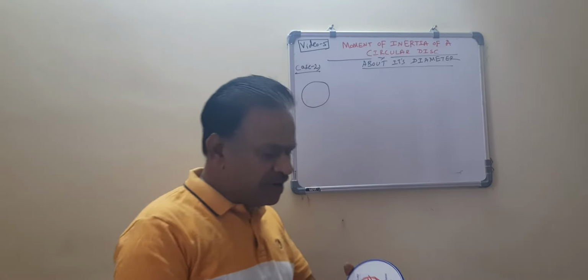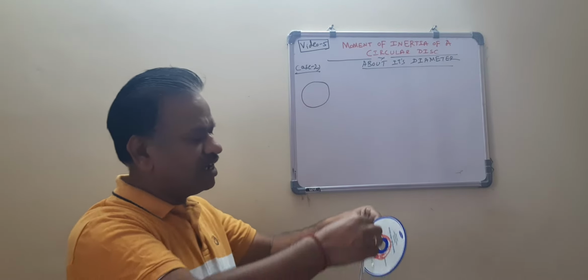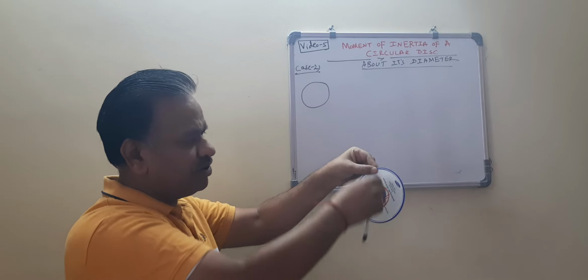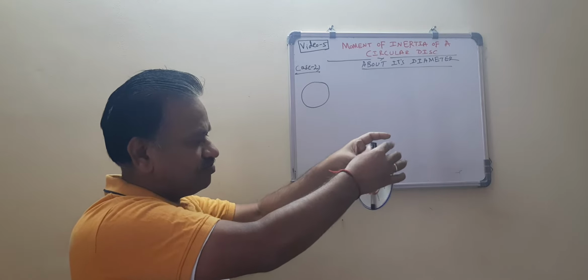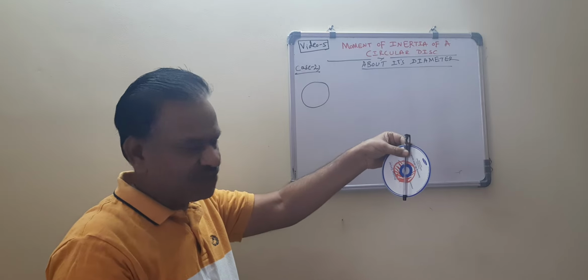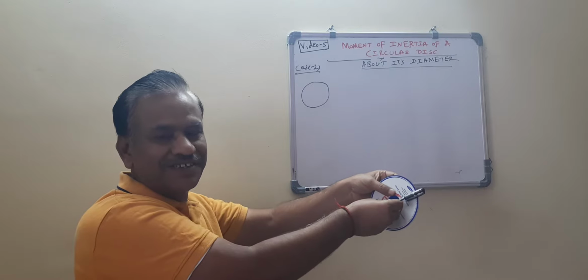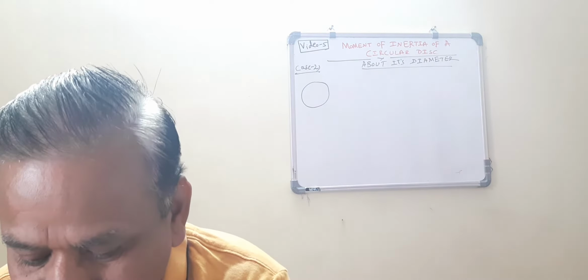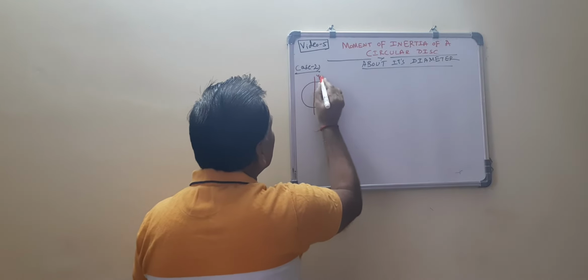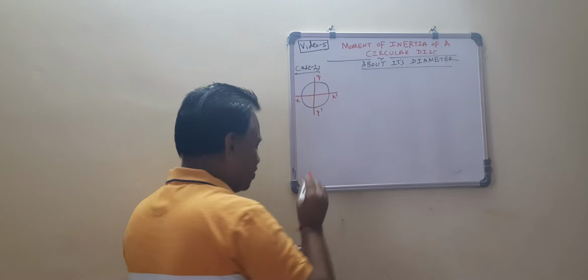Case 2. About its diameter. Earlier we found the moment of inertia passing through its center of gravity. Now I will make a hole in it. Just assume that it is passing through this and then coming out, but I can't make the hole. It is like this, about its diameter. One is y dash, and this one will become x dash.